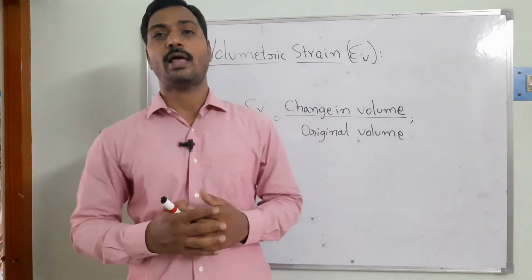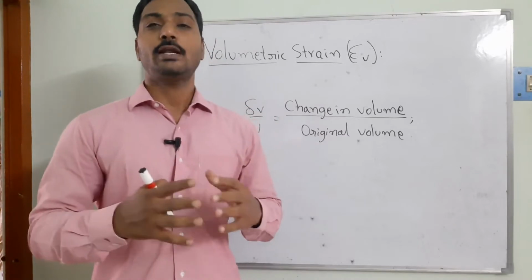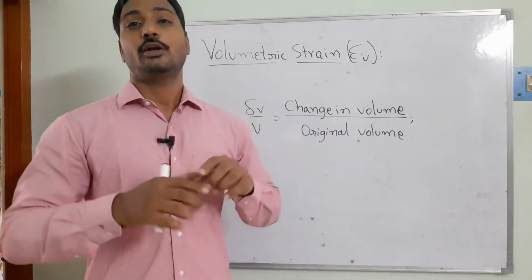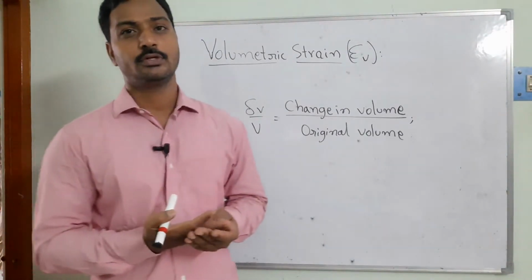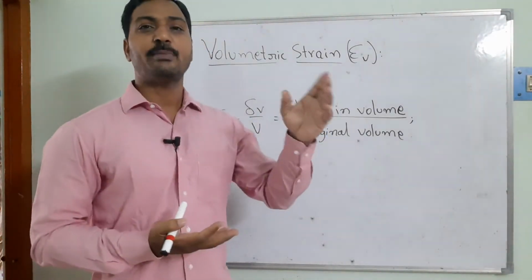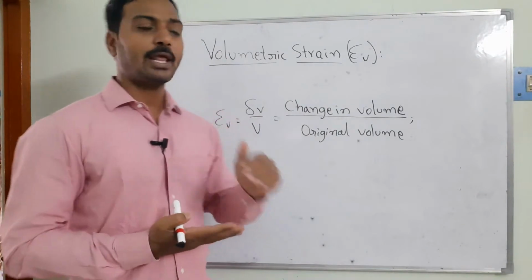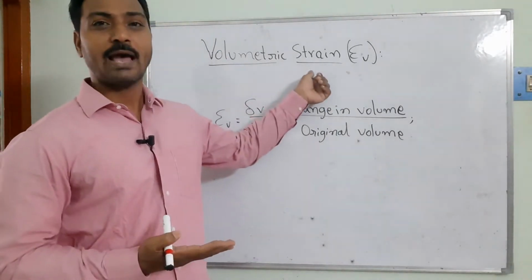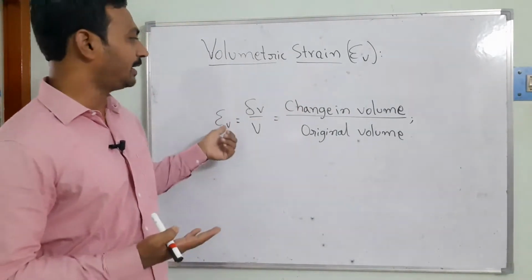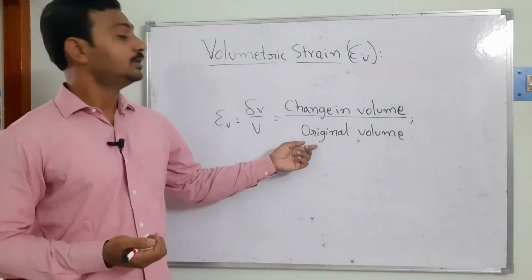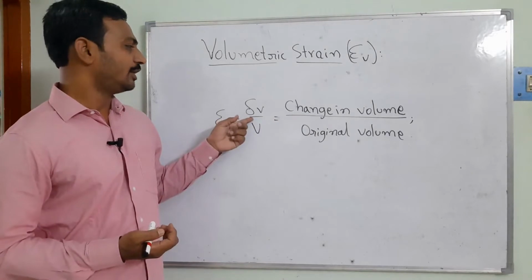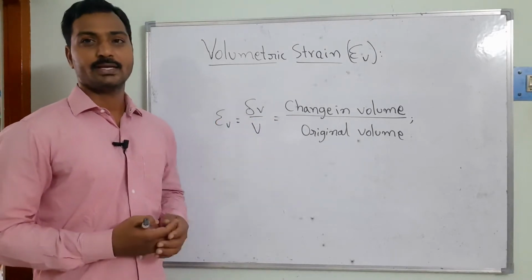But in this case, what will happen? We will try to assess the total volumetric changes in this member. So how are we going to do that? The strain is nothing but the change in dimensions to the original dimensions. When I apply it to the volumetric strain, the same definition I am going to take here: the change in volume to the original volume, right? So that is indicated by delta V by V that we are going to consider.